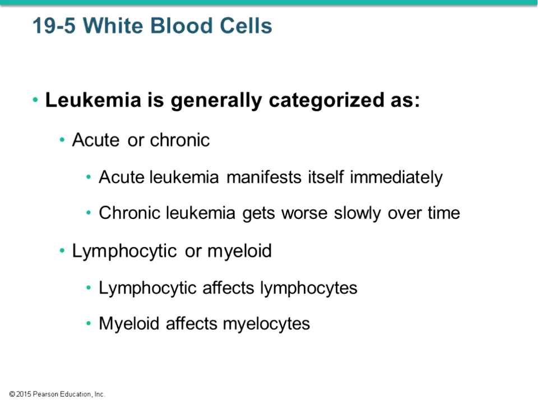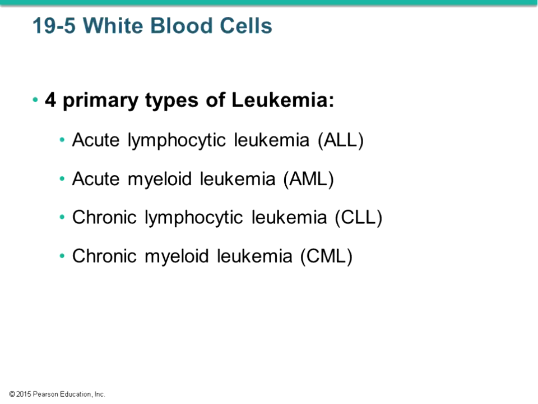Okay, so leukemia is generally categorized as either acute or chronic, or lymphocytic or myeloid. Acute or chronic, you guys know what that means. Acute is immediate, right, in terms of its manifestation, whereas chronic is sort of a slower and longer progression over time. Lymphocytic or myeloid just really determines what cell is being impacted, right? We said lymphocytic are impacting lymphocytes, and myeloid are going to impact myelocytes ultimately.